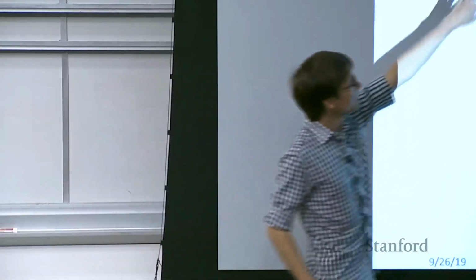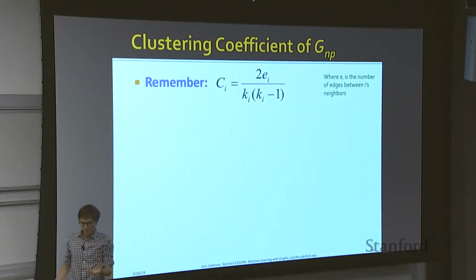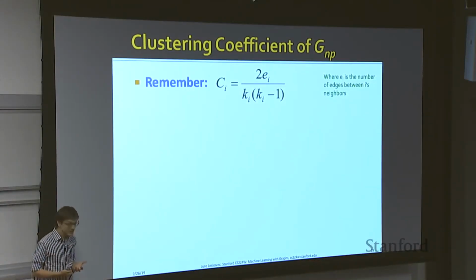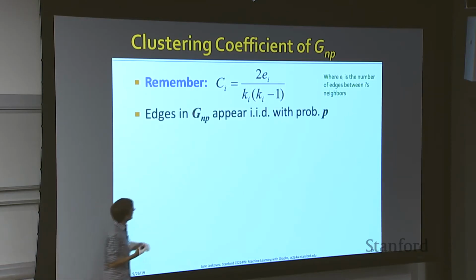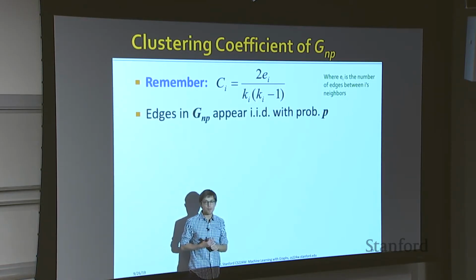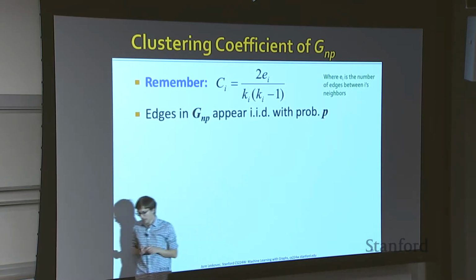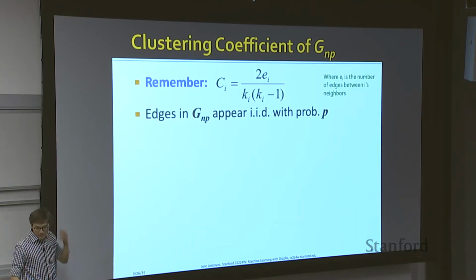The second property is the clustering coefficient. I have the formula for the clustering coefficient above, and it's actually very easy to prove what the clustering coefficient will be in this G(n,p). The only thing I have to remember is that edges in this model appear independently with probability p. So what do I need to compute? I need to compute E sub i, the number of edges between friends of a person.